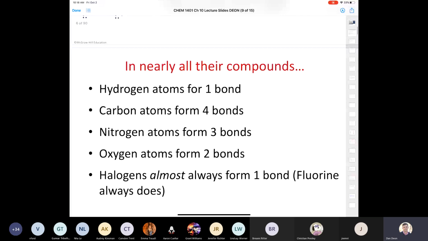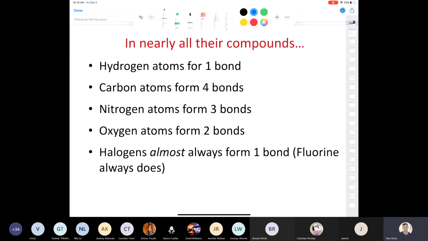Let me put the word in here for you. Maybe I'll put in here memorize. I'll be bold. Memorize these rules. These are going to be your best friend. When you're doing Lewis structures, if you know these rules, it's going to help you a ton. Let's go through them quickly.